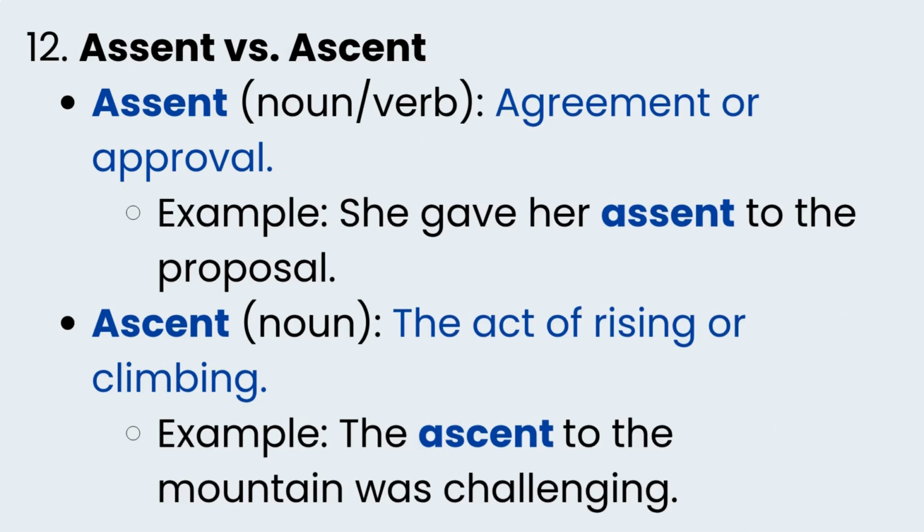12. Assent versus ascent. Assent, noun or verb, agreement or approval. Example, she gave her assent to the proposal. Ascent, noun, the act of rising or climbing. Example, the ascent to the mountain was challenging.